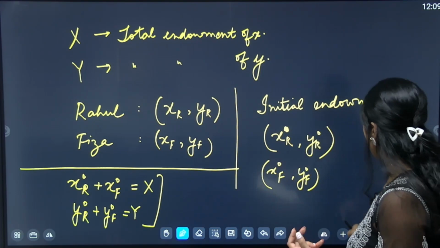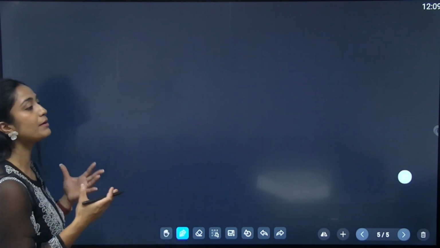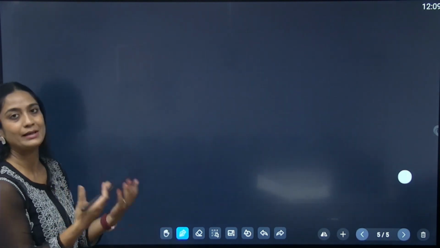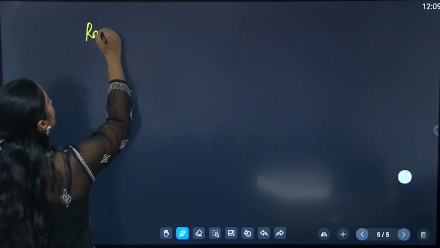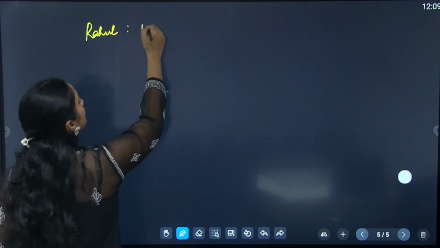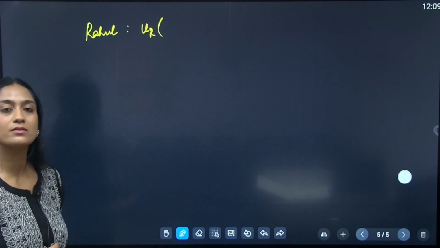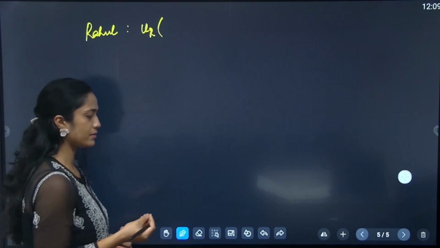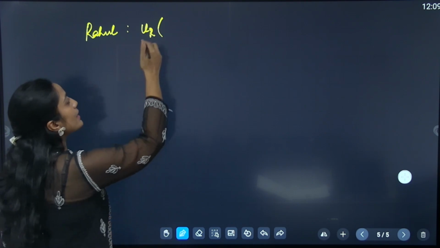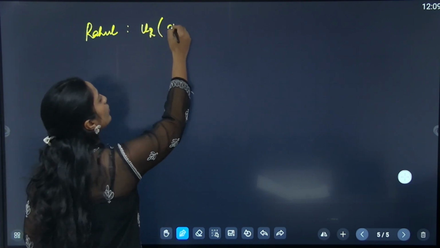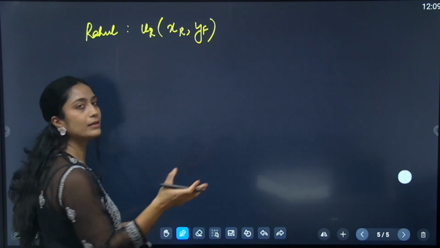So as we have done, the way we measure the value of a particular bundle for any particular consumer is using utility. So for Rahul, again, the utility will be given by UR. And the important assumption that we make here, and it's not an unreasonable assumption in most cases, is that the utility of Rahul depends on only the goods or only the bundle that Rahul has.